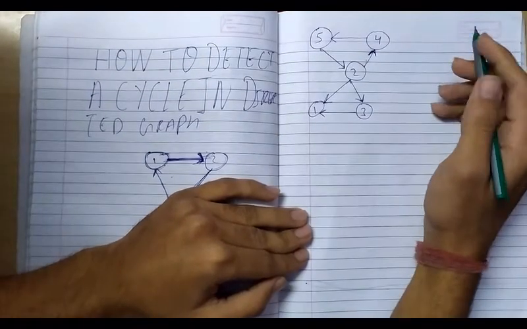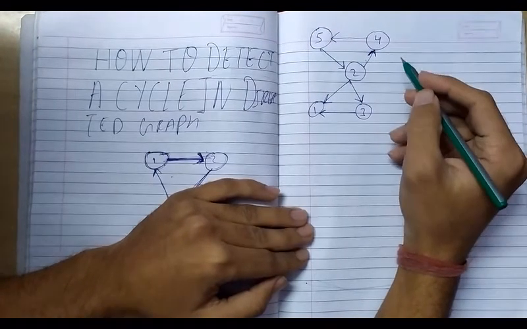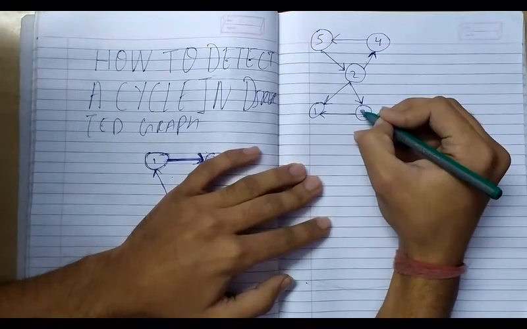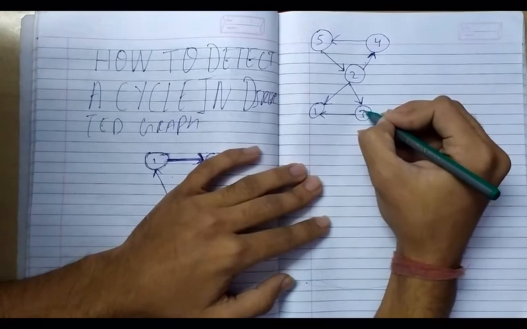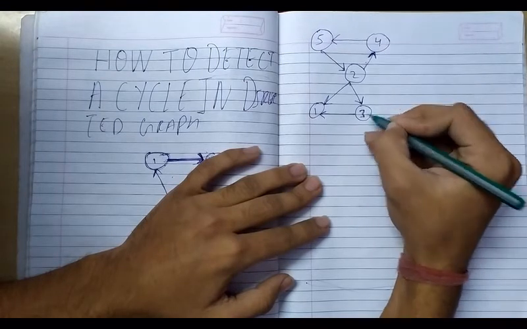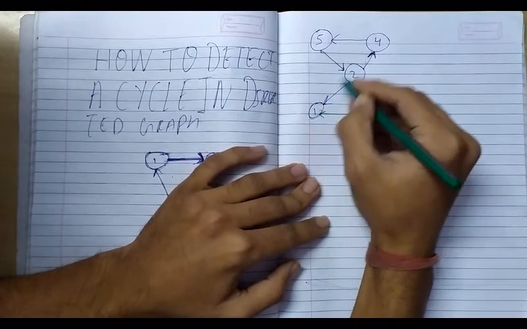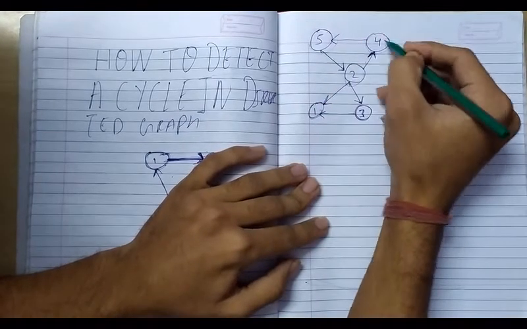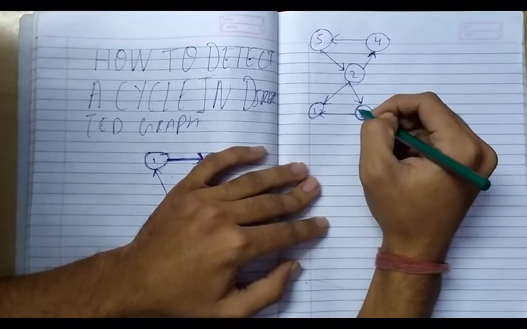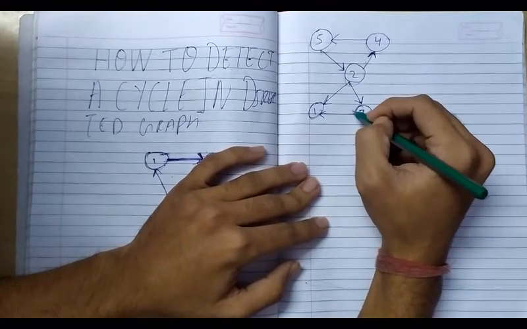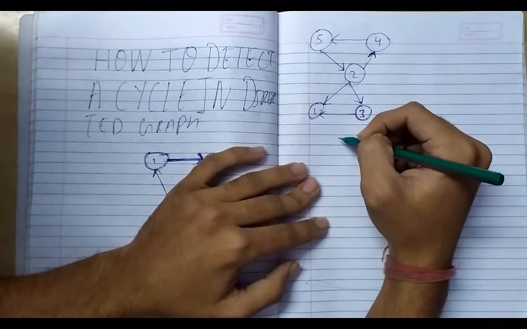So let us see in this example whether there is a cycle in this graph or not. Let me explain the algorithm. From each node we are doing a DFS search and checking whether there is a cycle with respect to this node. If not, it will return false.